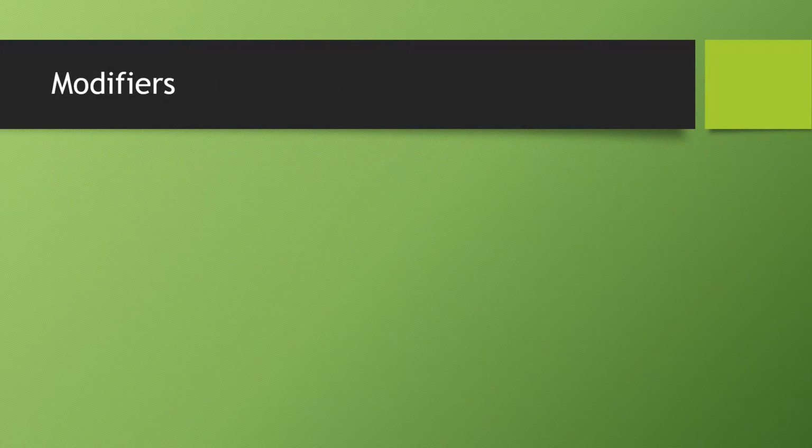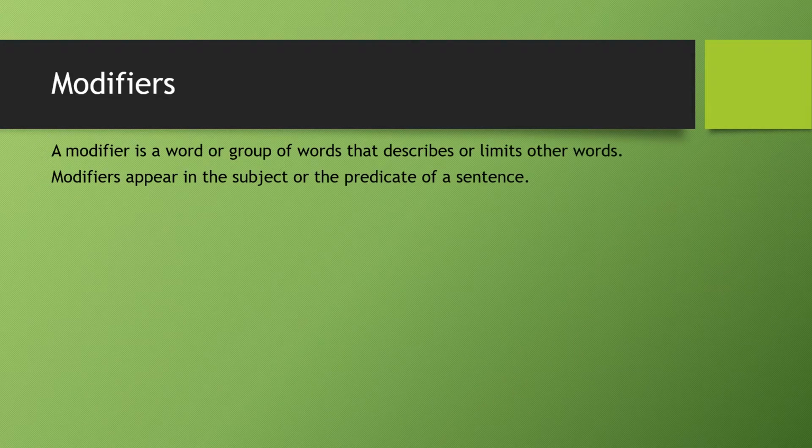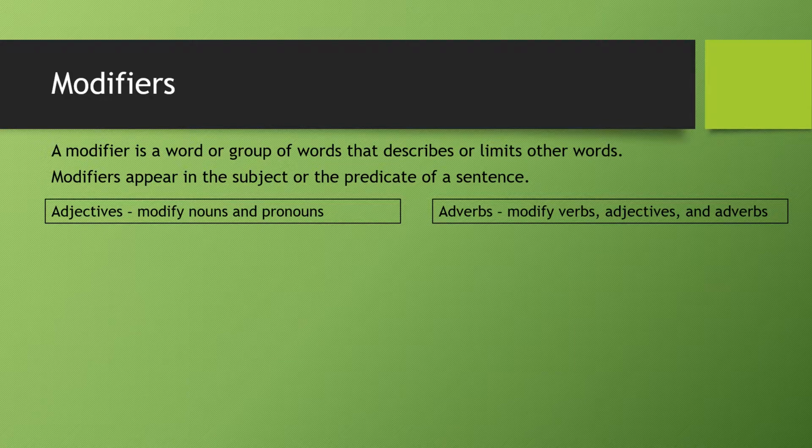The next category that we'll consider is modifiers. A modifier is a word or a group of words that describes or limits other words. Modifiers appear in the subject or the predicate of a sentence. In other words, they can appear in any part of the sentence. When the modifier is an adjective, it will modify nouns and pronouns. When the modifier is an adverb, it will modify verbs, adjectives, and other adverbs.